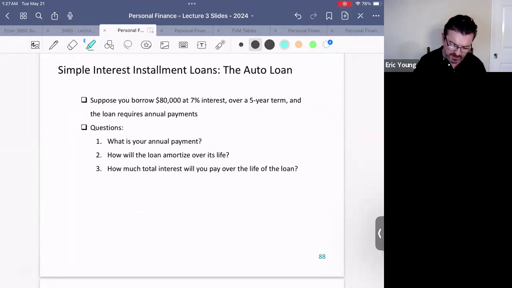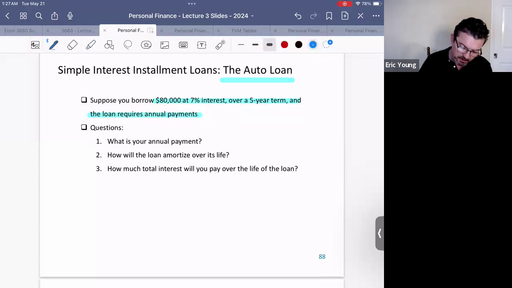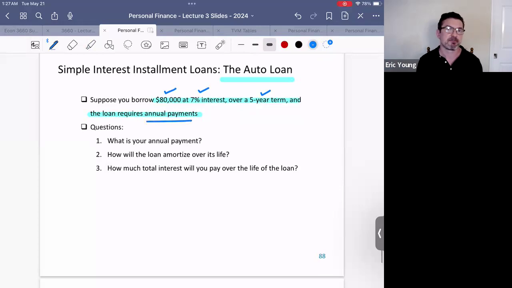We're going to assume for this that you're going to borrow $80,000. So you're going to get an auto loan. Auto loans, by the way, are a great example of a simple interest installment loan, or an amortized loan. So that's what we're going to use. We're going to assume that you're going to borrow $80,000, 7% interest, 5-year loan. And to make this easy, we're going to make annual payments.